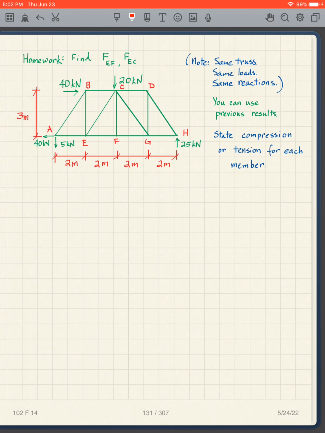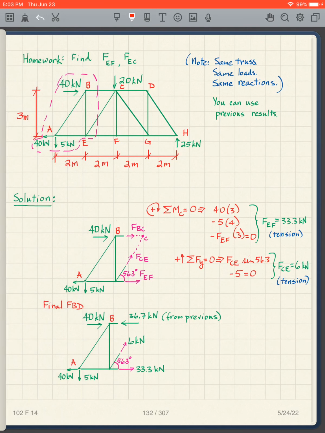Okay, so now FEF and FEC, you try to find those, FEF and FEC. You can use your previous results. Okay, so pause the video and find those two. Well, here's my free body diagram I'm going to take. That becomes this.